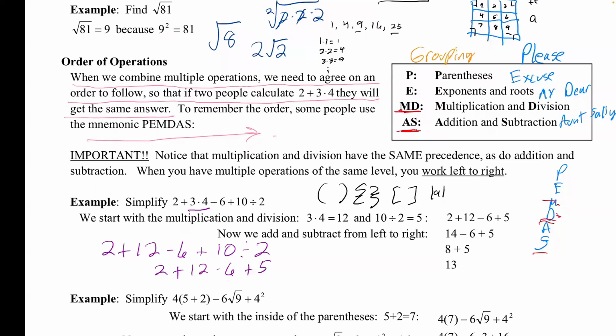Now I'm going to say, okay, I'm done with multiplication and division. I've done the parentheses and exponents. Now I add and subtract left to right. 2 plus 12 gives me 14 minus 6 plus 5. Now I'm going to say 14 minus 6 gives me 8 plus 5. And 8 plus 5 gives me 13. This is how I do the order of operations agreement.